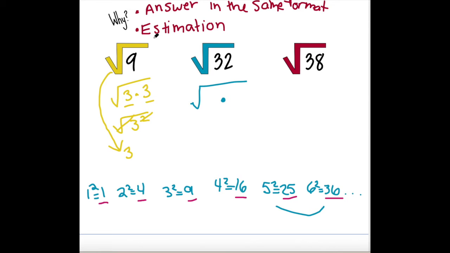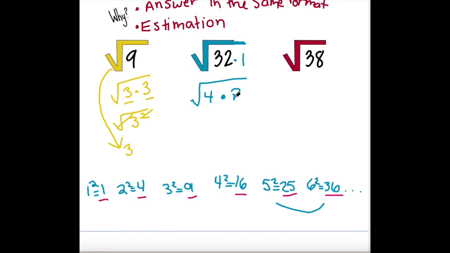Now 1 isn't actually very helpful, because this could be written as 32 times 1, and it's still not nice for us to take the square root of it. So we want to start with 4. Is there a number that when we multiply it by 4, we get 32? The answer is yes. 4 times 8 gives us 32.